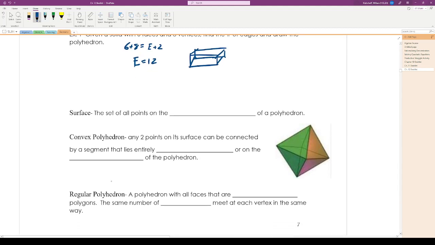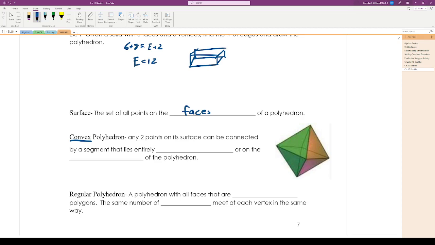So surface, you're familiar with because you've learned about surface area before. A surface is the set of all points on the faces of a polyhedron. So if we add up this face plus this face plus this face plus this one, all of those together make up the surface of that shape altogether. Let's erase that. Okay. So convex, we saw this word with polygons.